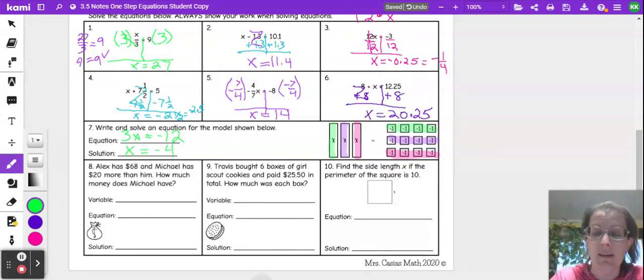Now you're going to put what you did in the first lesson with writing equations from word problems and solving equations together in these next 3 examples. So you're going to do those and check those with the Edpuzzle video.